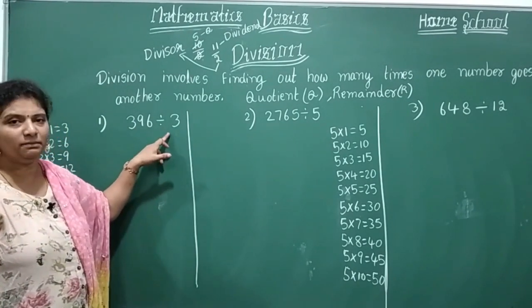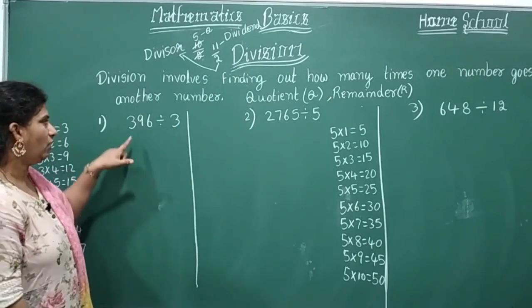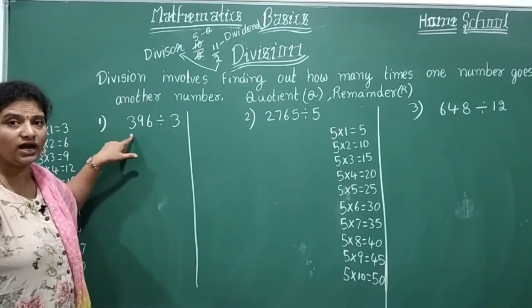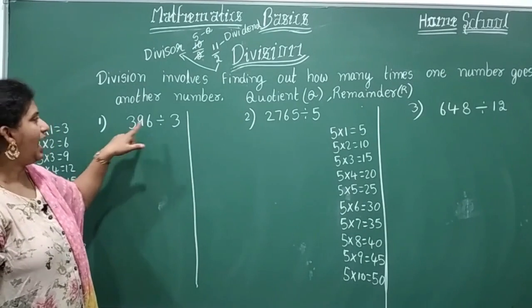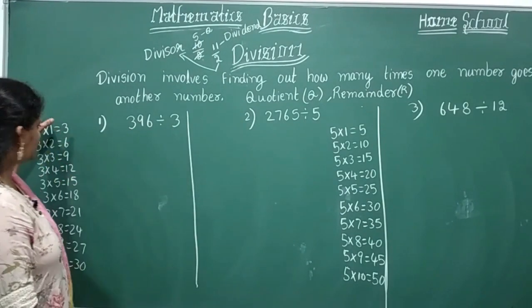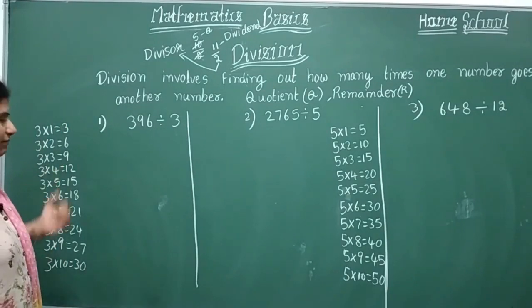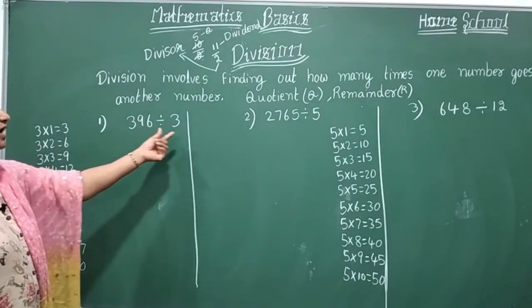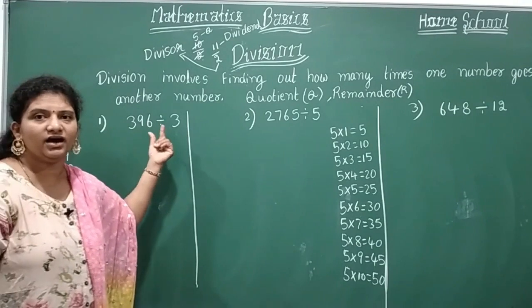396 divided by 3. So now what is this, children? This is called the dividend and this is called the divisor. So here you can see some tables. I have written some table. What are you dividing by? What is your divisor here?